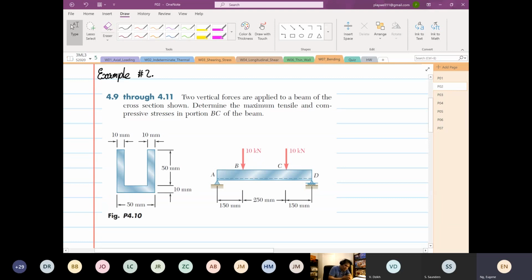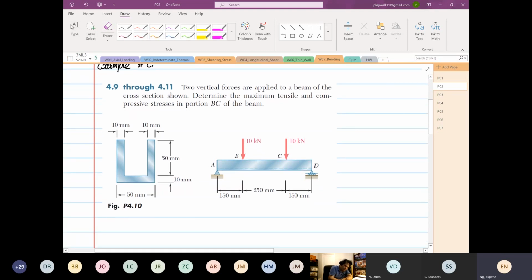Now we have to determine the maximum tensile and the maximum compressive stresses in the portion of BC. So they specify the portion in BC. Now question for you guys, if this were to fail, where would it fail? Anyone, if this structure were to fail, where would it fail?